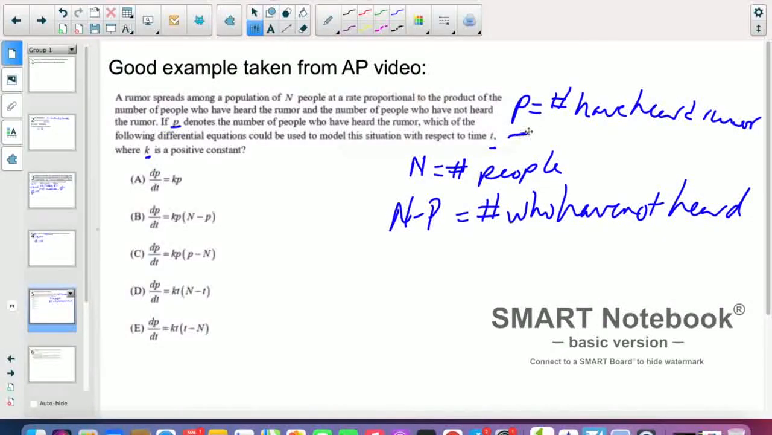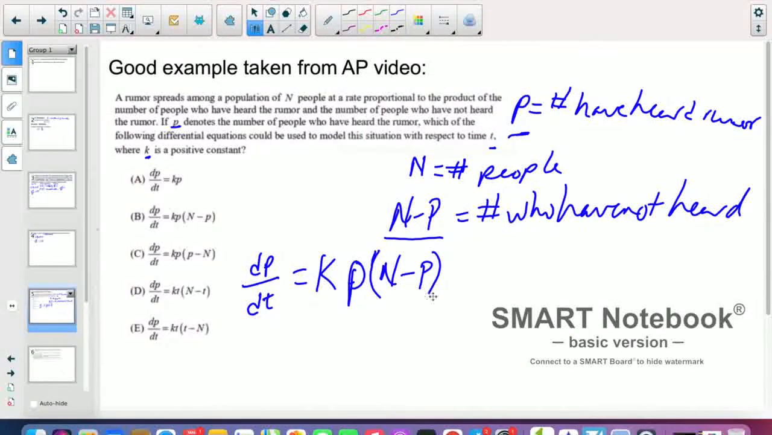So P is the number who have heard the rumor, N minus P is the number who have not heard the rumor. So let's go back up here and see what it says. A rumor spread among a population of N people at a rate proportional to the product of the number of people who have heard the rumor, that's P, to the number of people who have not heard the rumor, that's N minus P. If it's directly proportional to this product, then that product needs a K in front of it. That will be equal to our differential, dP over dt. So we can compare this to what we've got over here. I would say it's probably B, but I would double check and make sure the others don't match.